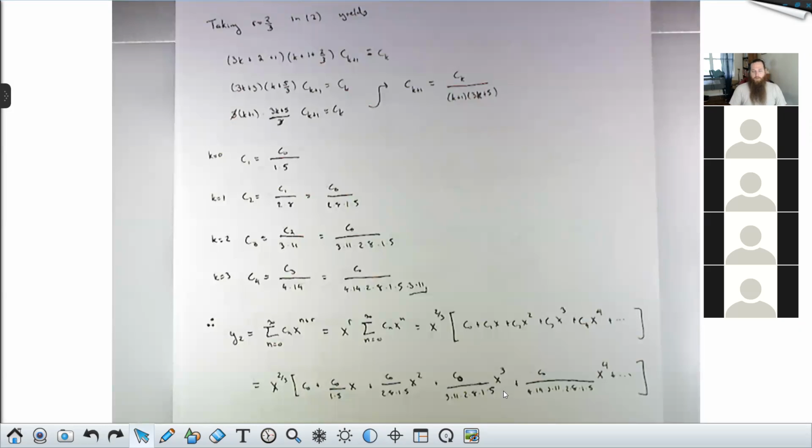Irregular singular points, no dice. Got to be a regular singular point. But yes, this theorem guarantees the existence of a series solution about a regular singular point. But if you're out there in the wild, I would consider solving about an ordinary point first, rather than going for a singular point. If you can, do that. Is that a satisfying answer to the question? I'm not sure.